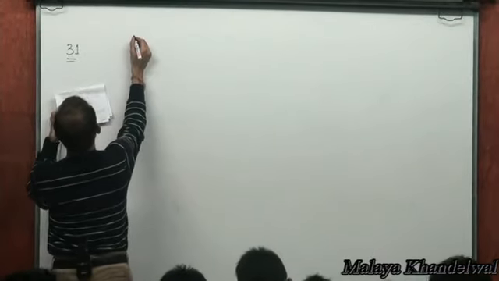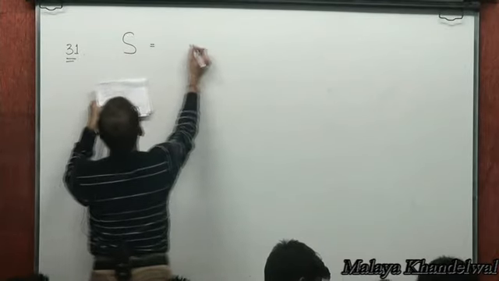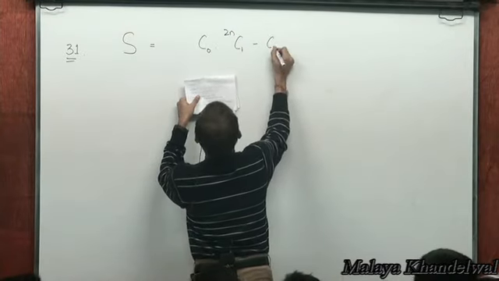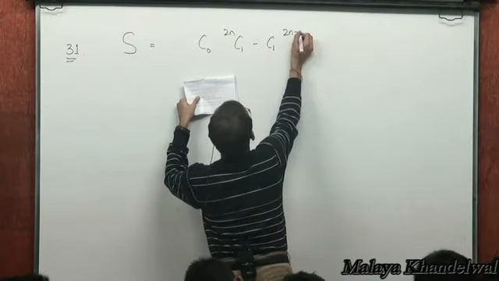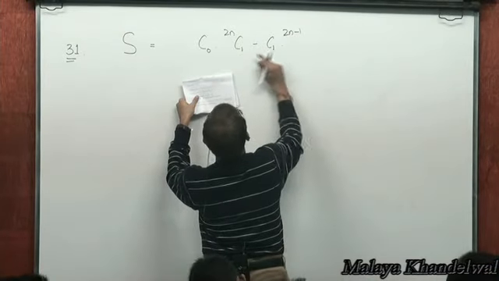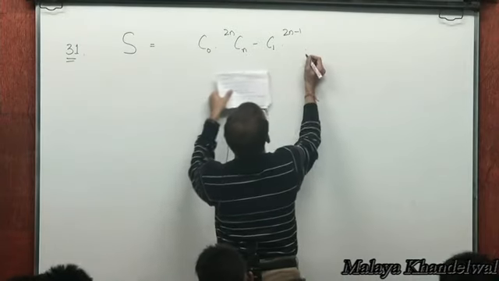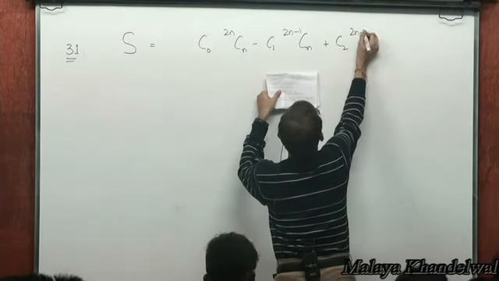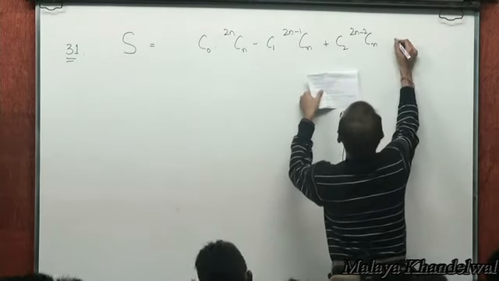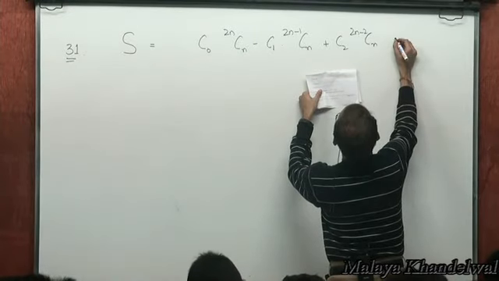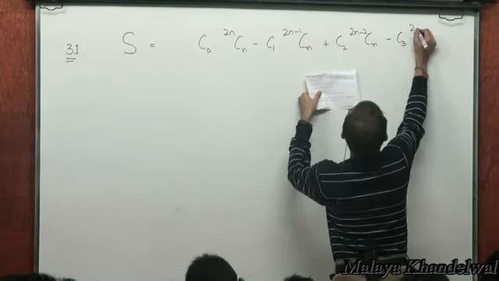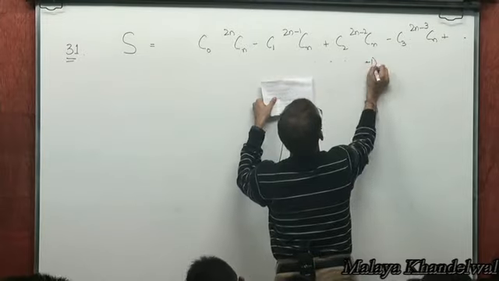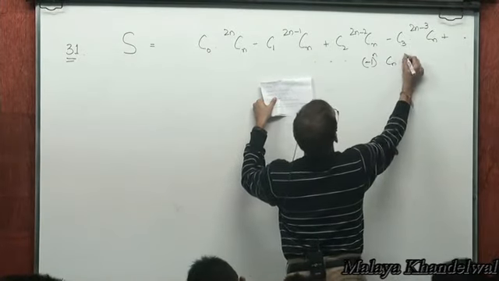We want to find the summation S, which is C0 2nCn minus C1 2n−1Cn plus C2 2n−2Cn minus C3 2n−3Cn, going all the way to (−1)^n CnCn.